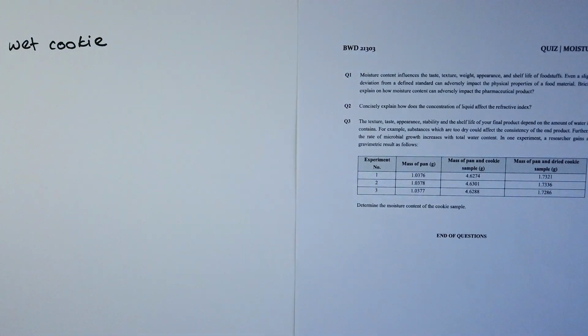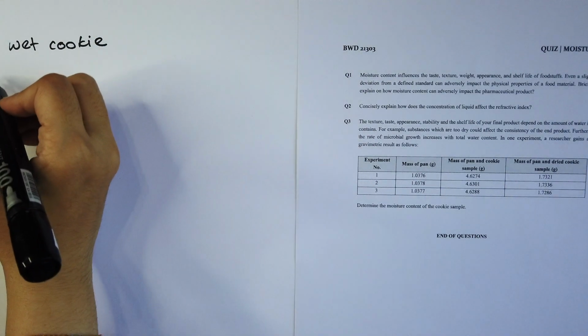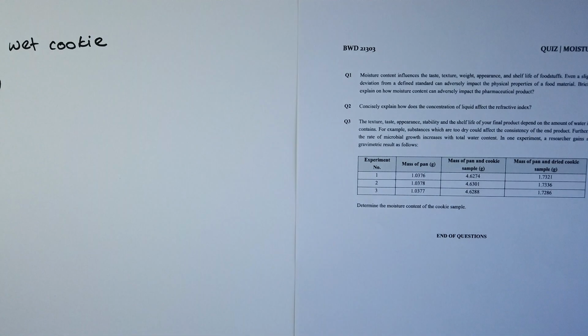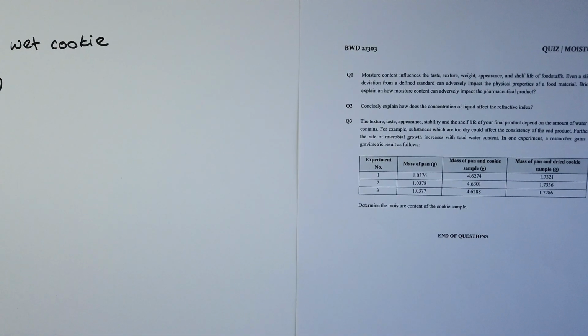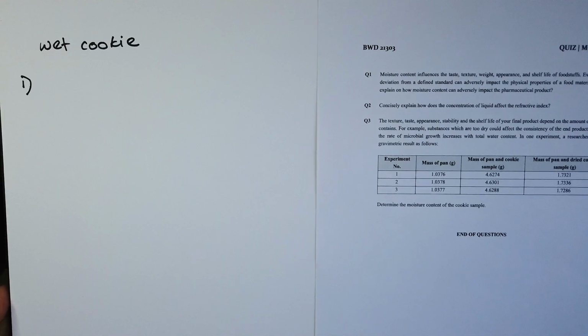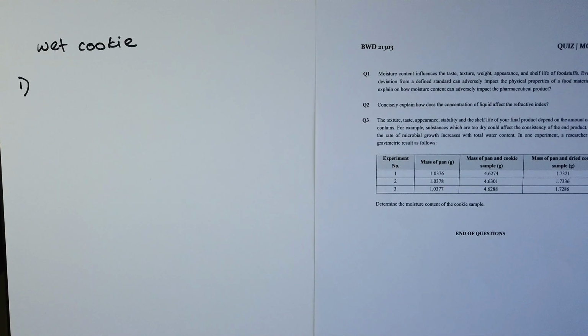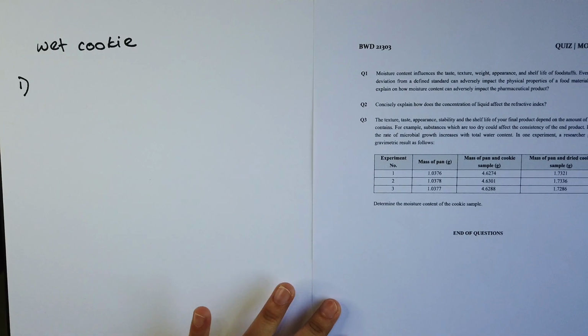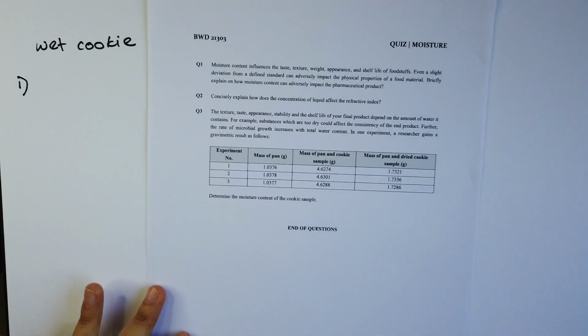So altogether, you have 3 experiments. I'm going to do them one by one. Experiment number 1: what is the mass of the wet cookie? Okay, the wet cookie. So how are you going to find the mass of the wet cookie?